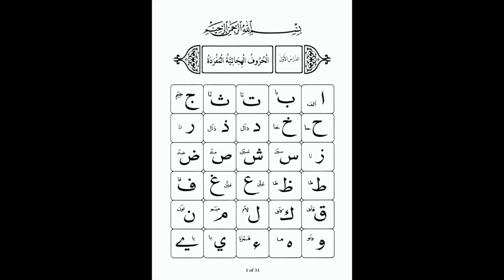Ta, not ta, wrong. Ta. Dha, that's the last tongue-out letter. Dha, a little bit of your tongue should come out. Dha, adh, okay.